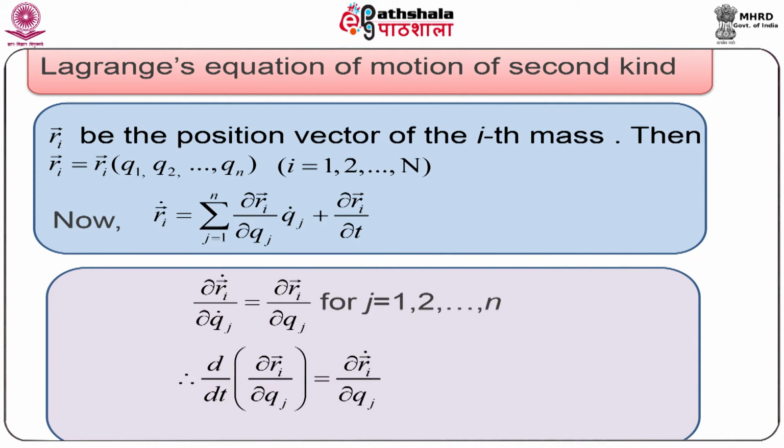Let Ri vector be the position of the ith mass, that is mi. Then the position vector Ri vector can be written as a function of generalized coordinates small q1, q2 and so on up to qn. As we have mentioned, we are considering a dynamical system consisting of a number of particles which are specified by the generalized coordinates q1, q2 up to qn. So Ri vector depends on these generalized coordinates.